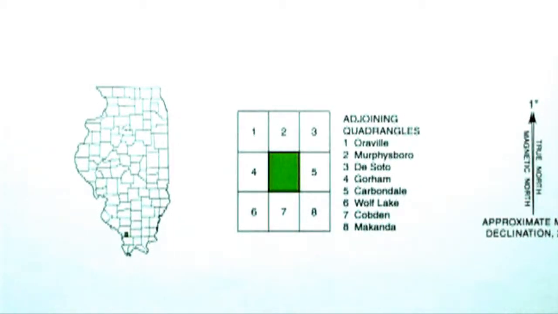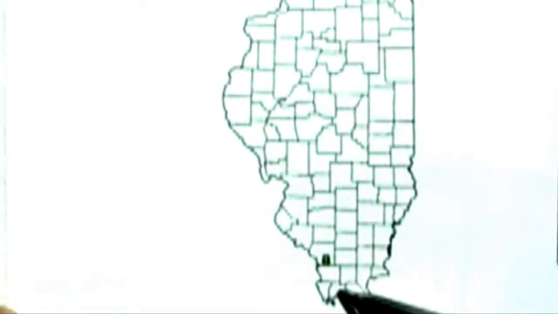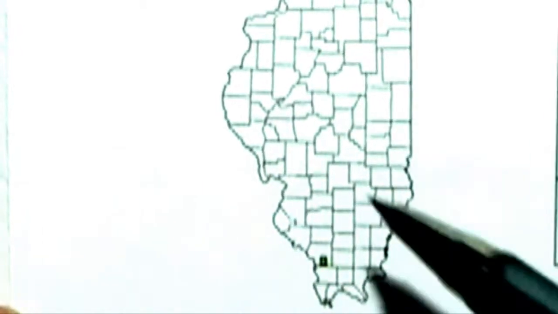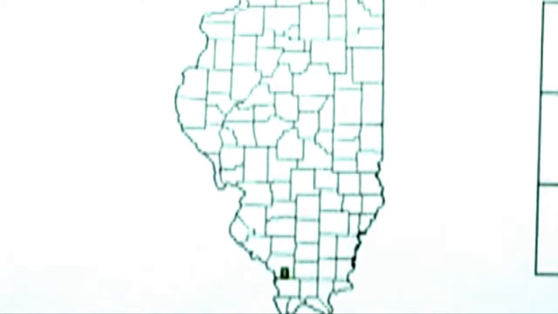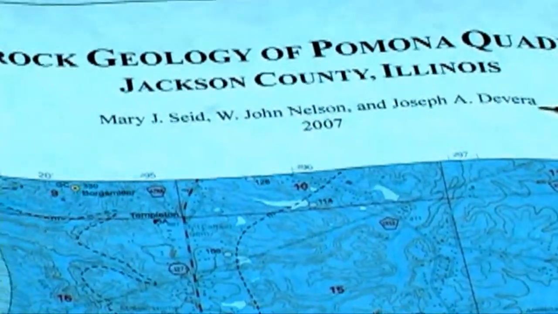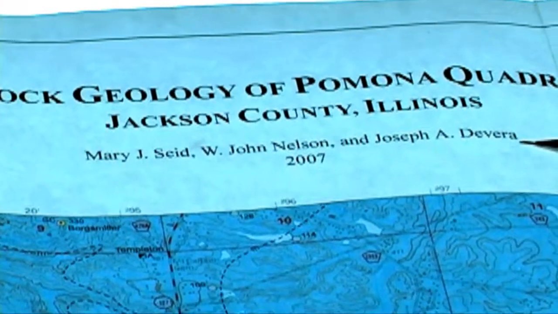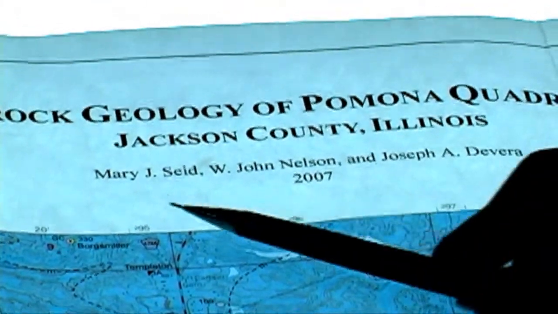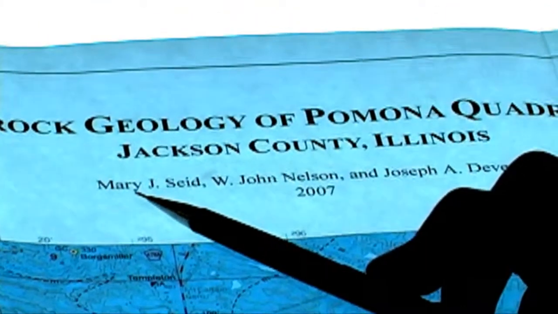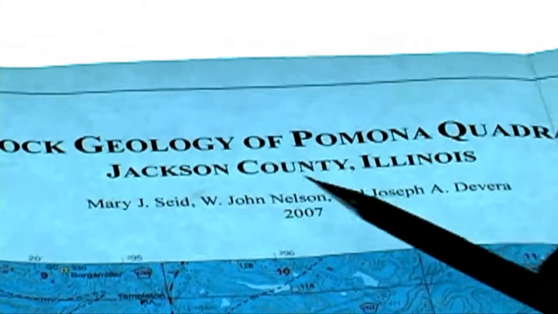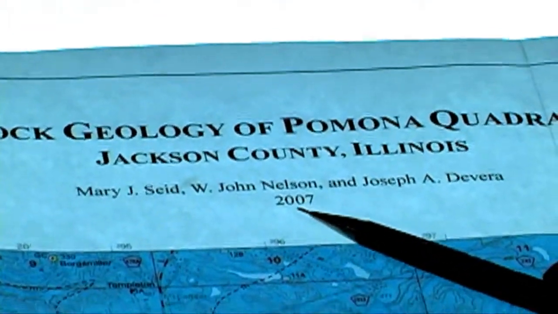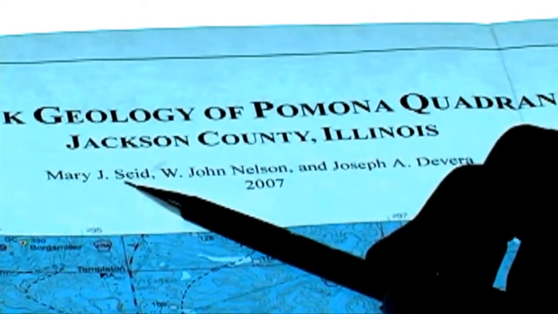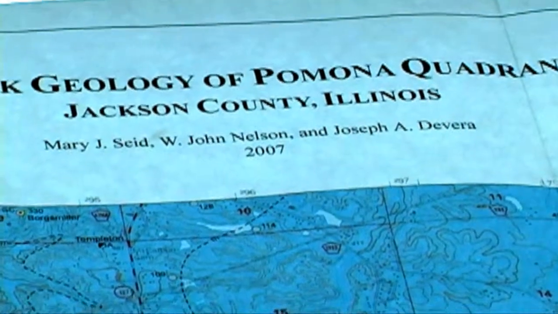And it also shows the area in the state of Illinois that this map is, and it's in Jackson County in the southwestern part of the state of Illinois. This area on the map, up by the title, shows who has done the work on the map. I get to put my name on it, and John Nelson helped me out, and so did Joe DeVera. We made the map in 2007. So that's the part that makes me the most proud, is that I get to put my name on this map and people get to ask me questions about it.